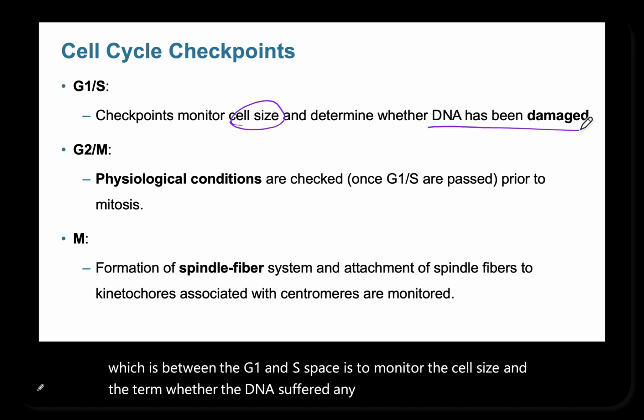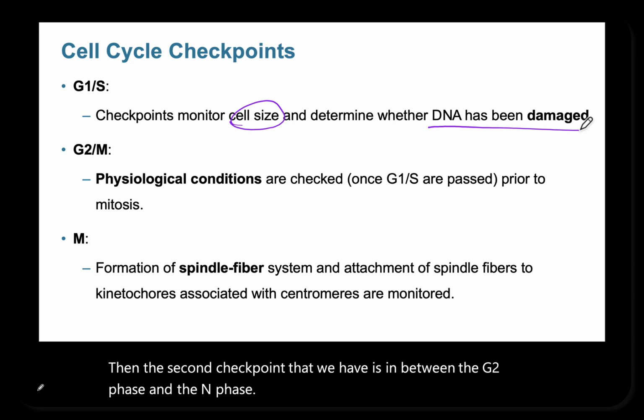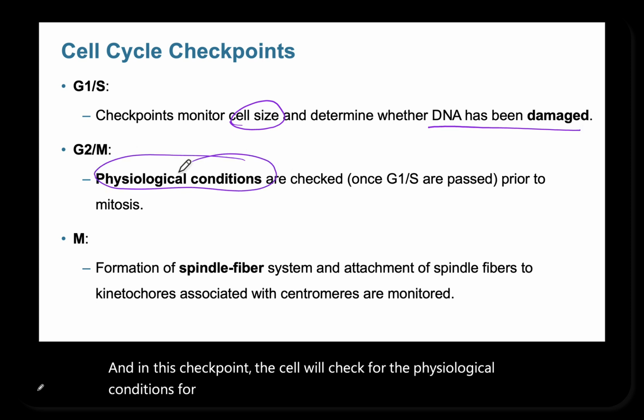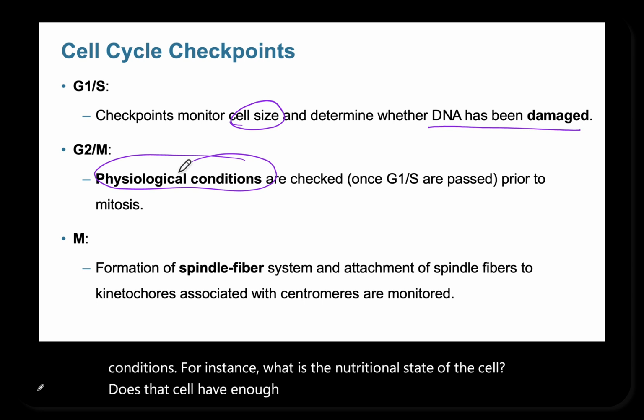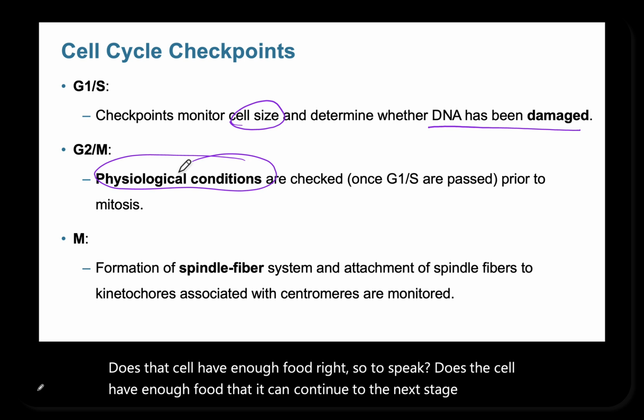Then the second checkpoint that we have is in between the G2 phase and the M phase. And in this checkpoint, the cell will check for the physiological conditions. For instance, what is the nutritional state of that cell? Does that cell have enough food, so to speak? Does the cell have enough food that it can continue to the next stage and it won't starve, for instance?